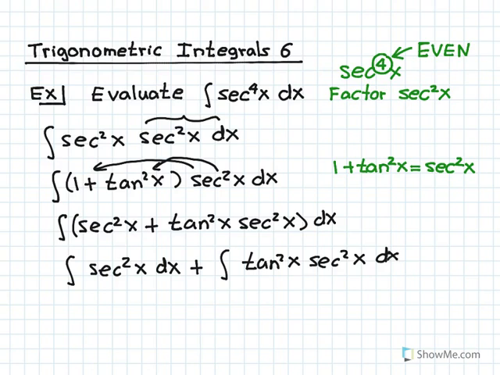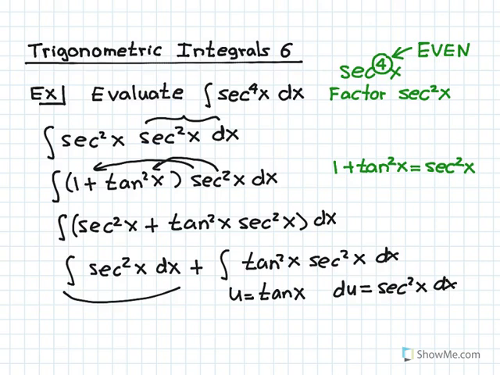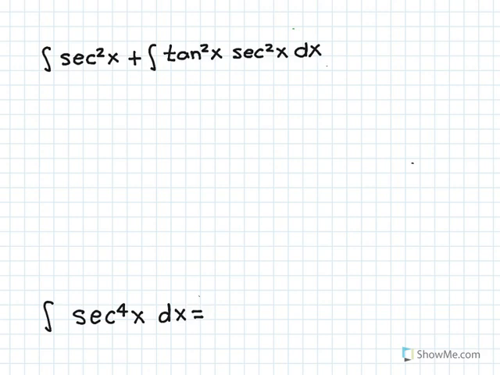We will apply the substitution technique to the second integral. So we're going to let u be equal to tangent x, and its derivative du will be equal to secant squared x dx. The first integral, sec squared x dx, is very easy because we know the antiderivative of secant squared x is just tangent x. We will do that on the next page. So here we have the integral of sec squared x dx plus the integral of tan squared x times sec squared x dx. The first integral, secant squared x dx, is just tangent x plus constant c.